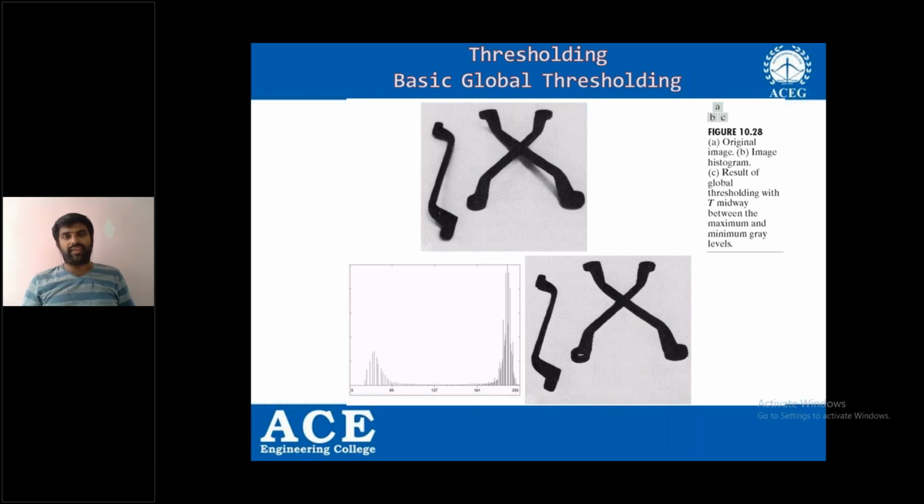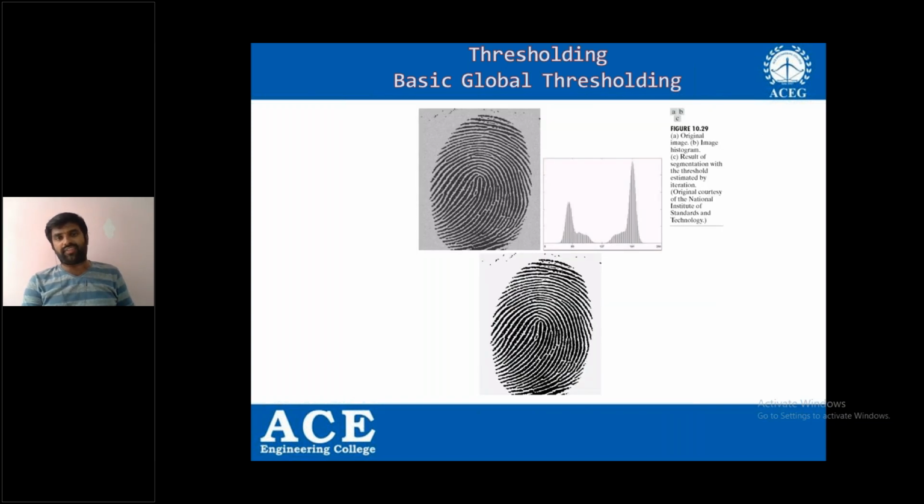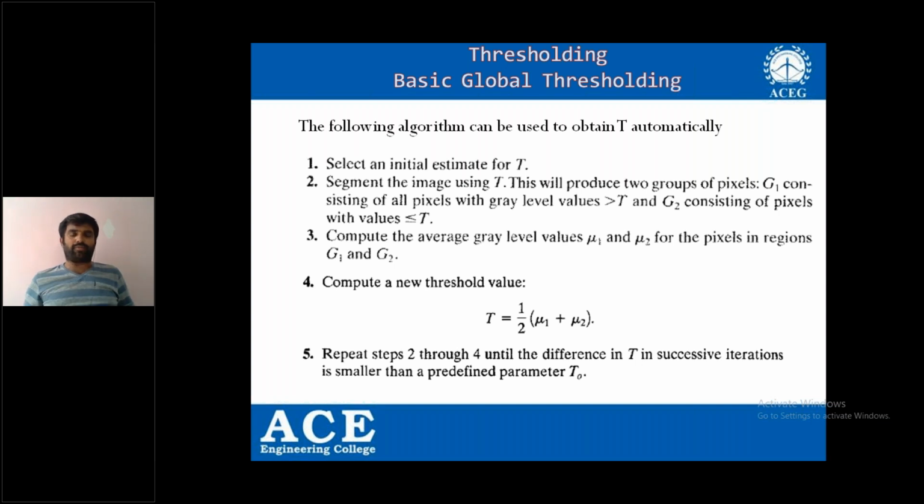Another one is basic global thresholding. In global thresholding, we follow a particular procedure. First one is general thresholding. We take either two thresholds or multiple thresholds, and I check whether the pixel has an intensity value less than this threshold or greater than this threshold. Based on that, I can separate the regions. I can segment the regions.